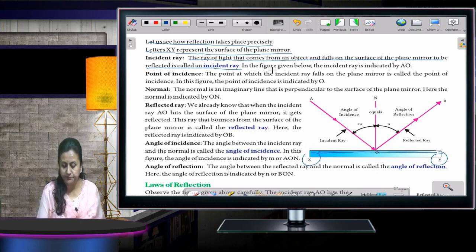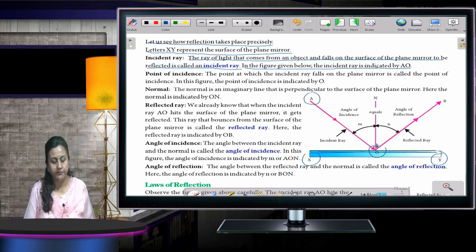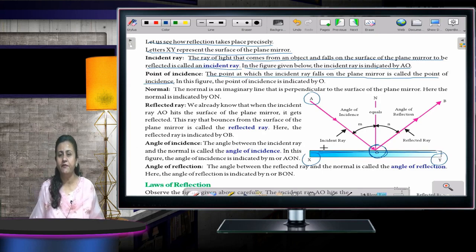In the figure given below, the incident ray is indicated by AO. This is A and this is O. This is the incident ray. Then point of incidence: the point at which the incident ray falls on the plane mirror is called the point of incidence. Here it is hitting the surface, so that is known as the point of incidence.